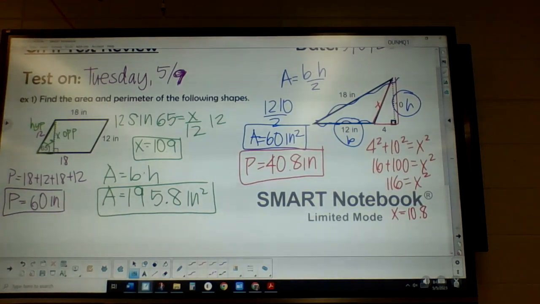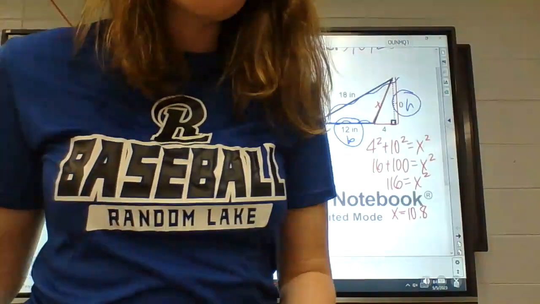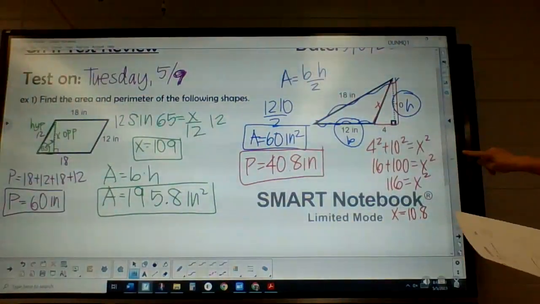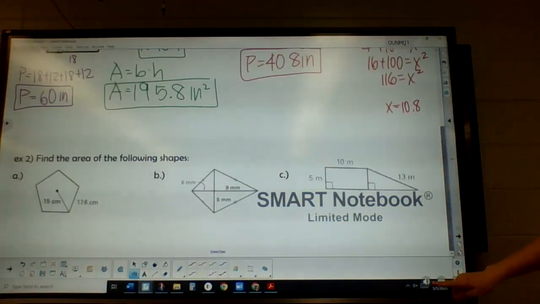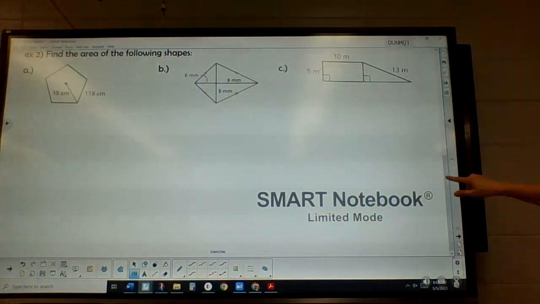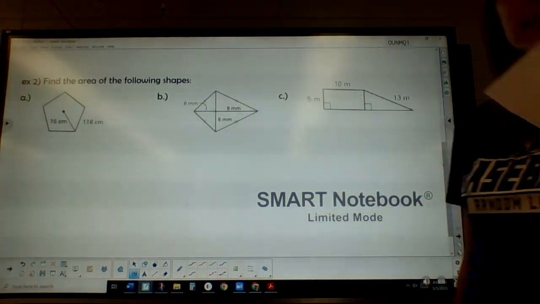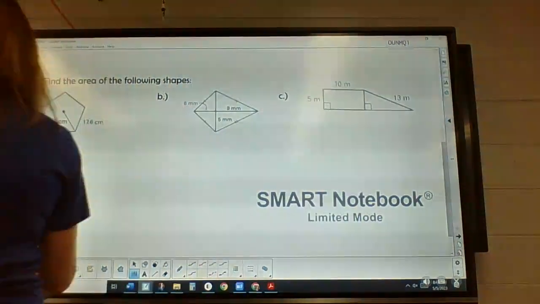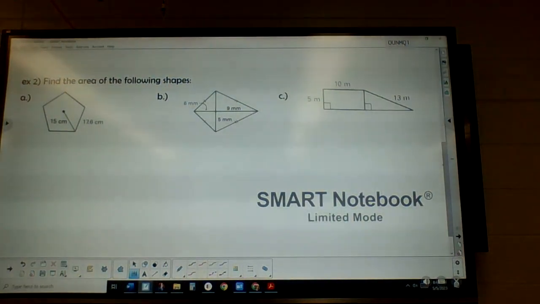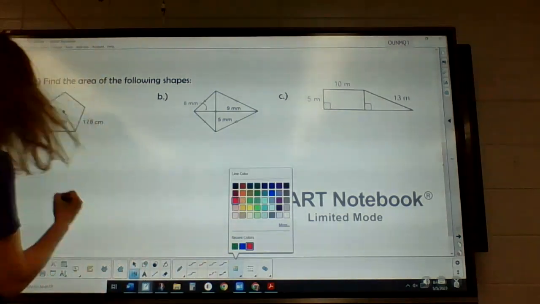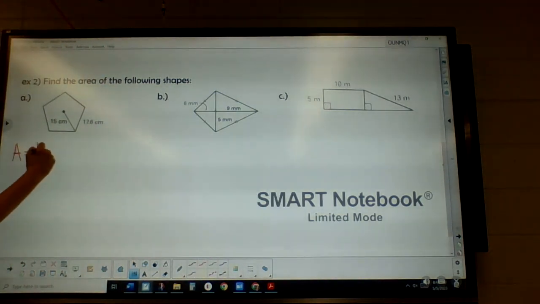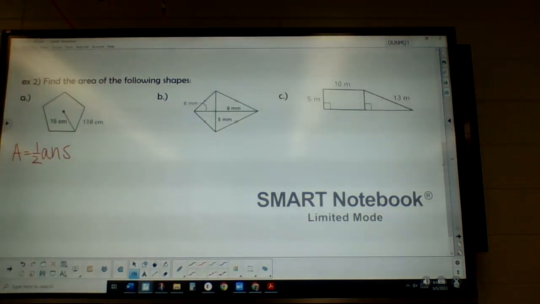Okay. So our next three, they're just asking for areas. Our first one there is a pentagon, and I'm going to use our regular polygon rule for this. So I don't know little a. N is the number of sides, so that's 5. S is the side length, which is 17.6. I need to find little a.